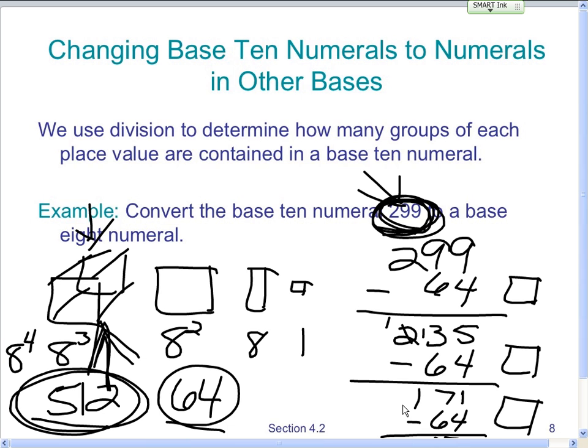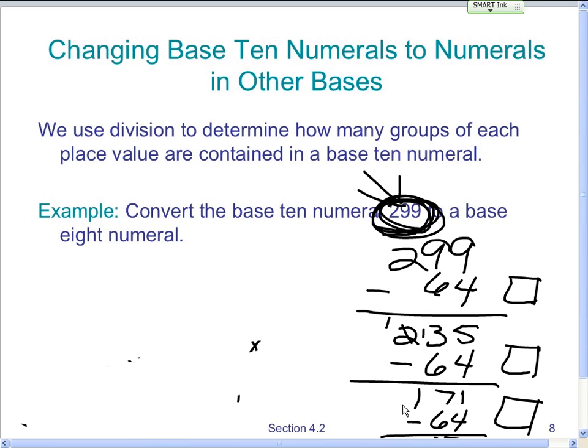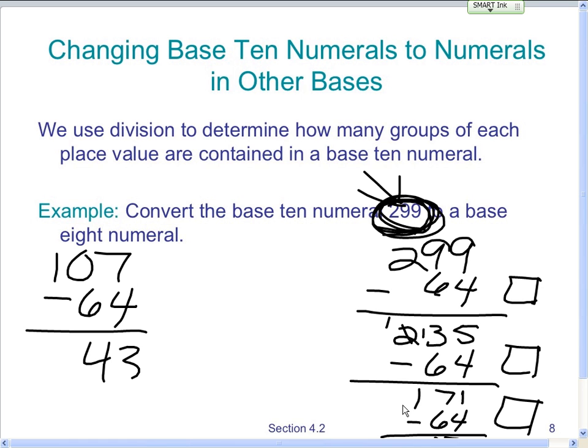All right, so I'm going to erase some of this so I can have more room here. All right, so what do we have so far? I've taken off 3 flats, and I ended up so far with 107 units still remaining. So I can take off one more flat, and I have 43 units remaining. Can I make another flat?